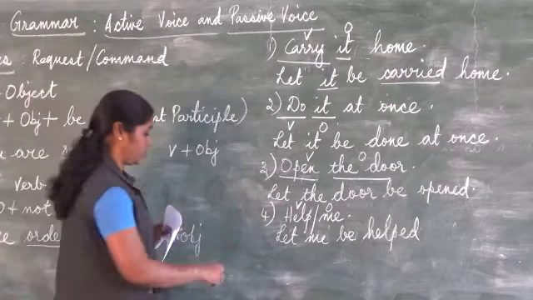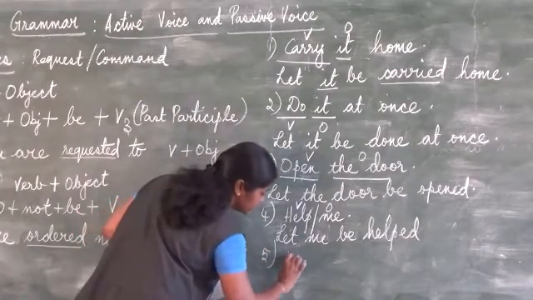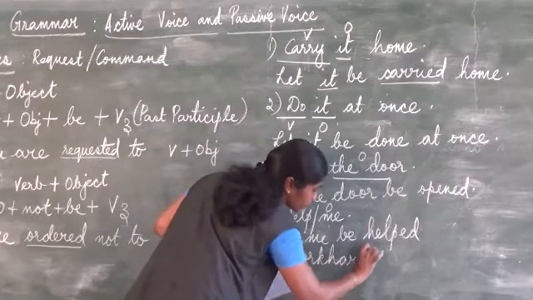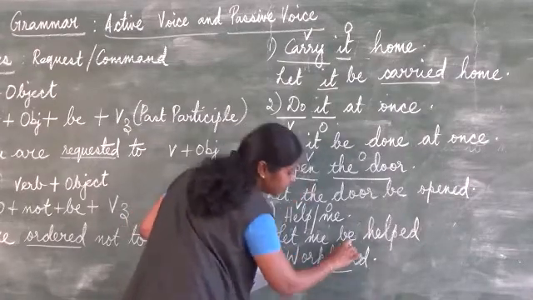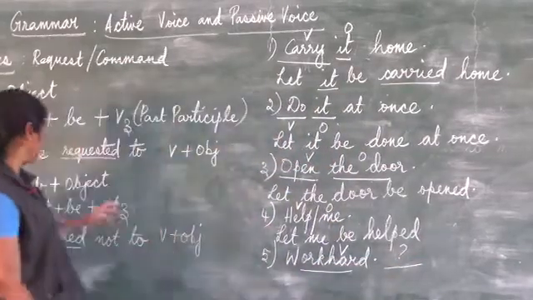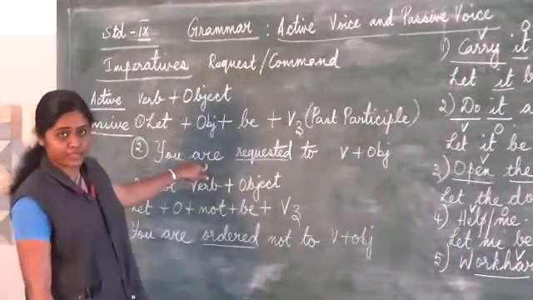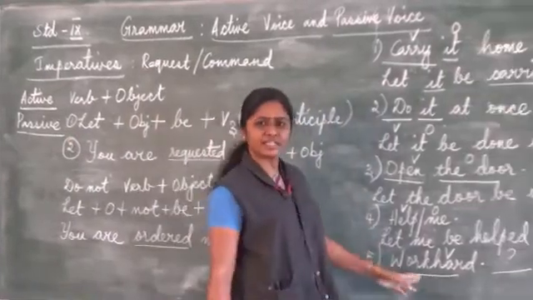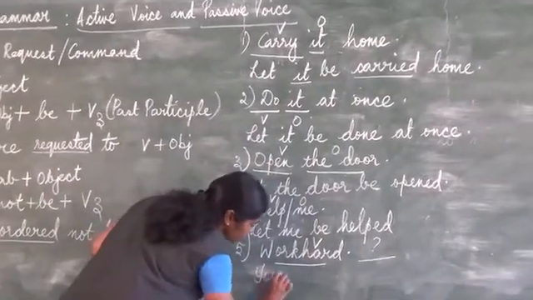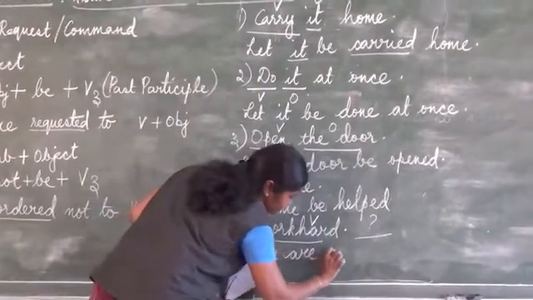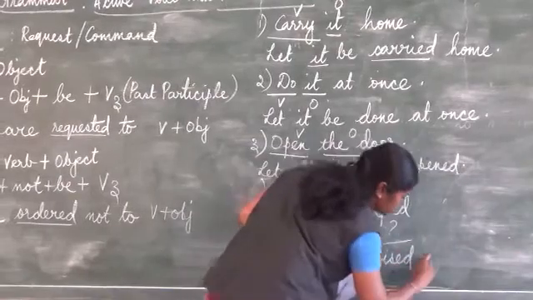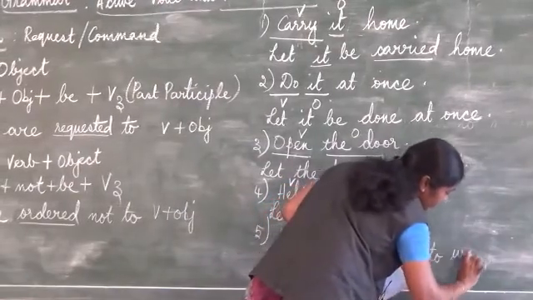Okay, just one more sentence. Work hard. See this, work hard. You have only the verb. You don't have an object at all. So in that case we have to go only for this second method. So now this work hard is a kind of advice. So you can write the answer as you are advised to work hard.